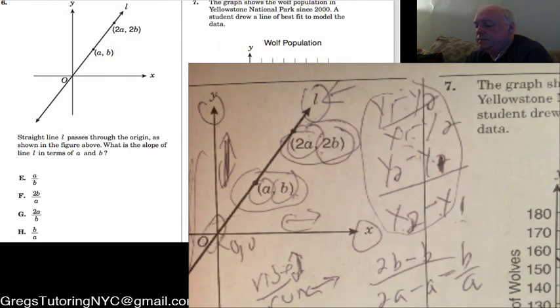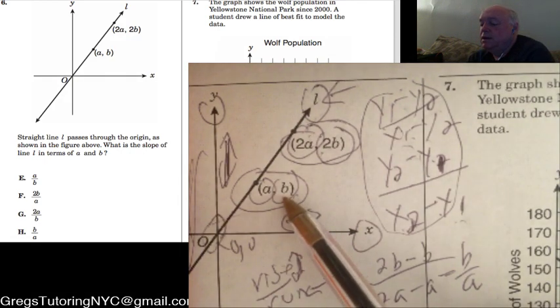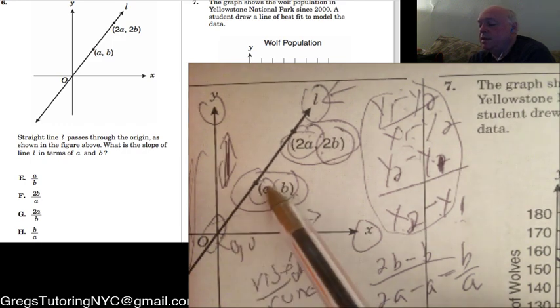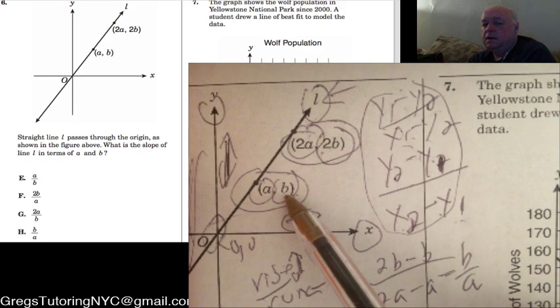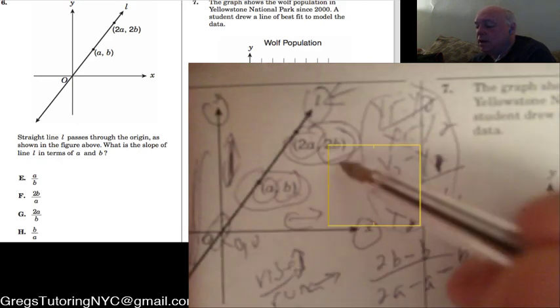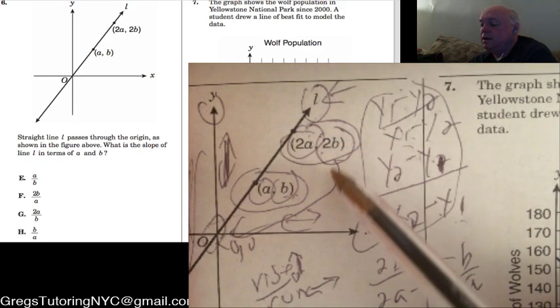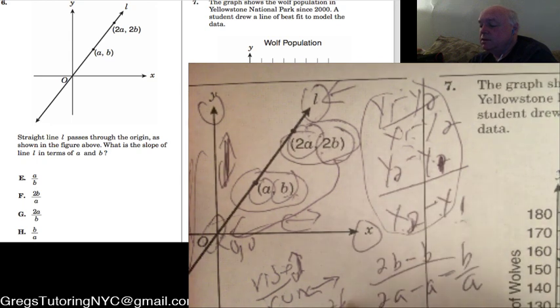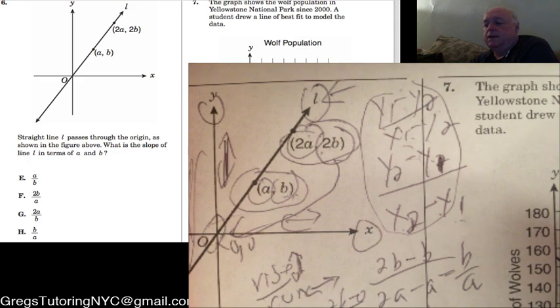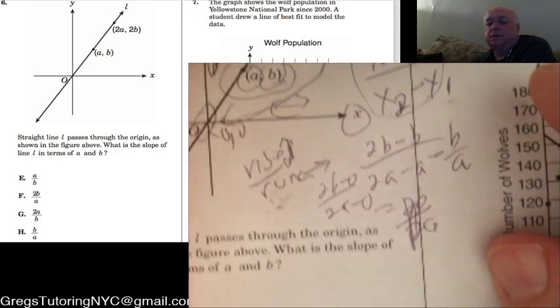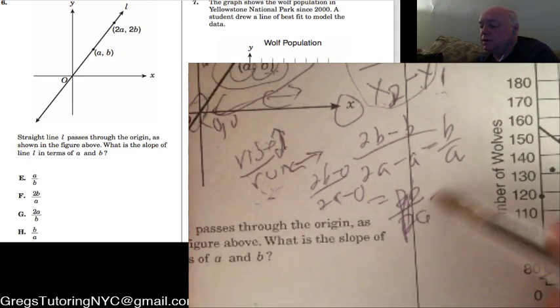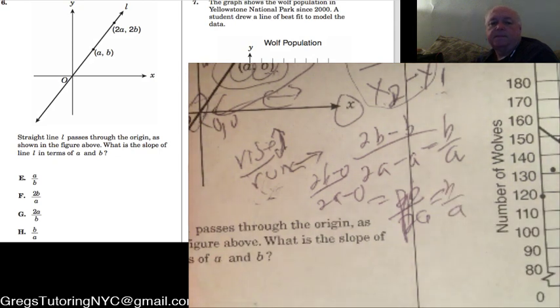All right? So if we did this one, we'd have b minus 0 over a minus 0. We still get b over a. Okay, and if we use this one and the 0, 0, we'd have 2b minus 0 over 2a minus 0. And that will give us 2b over 2a, but the 2's cancel. All right, so we would still get the same answer. The 2's cancel, so we would still get b over a. Okay?